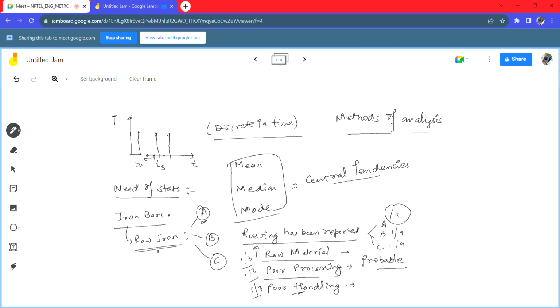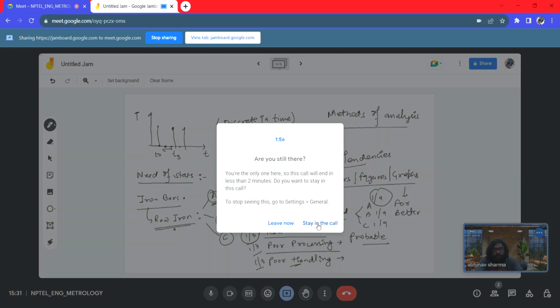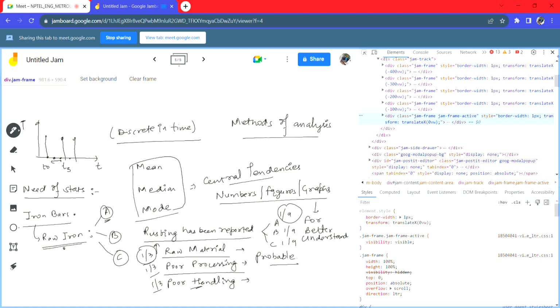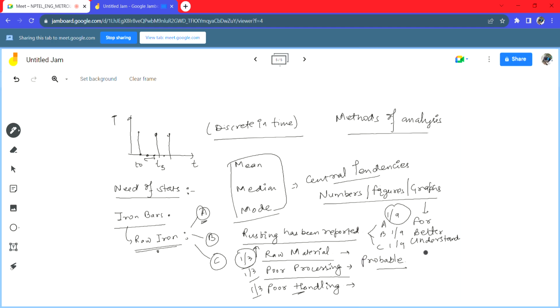So this is what statistics does. It gives you numbers, figures, graphs for better understanding the data.